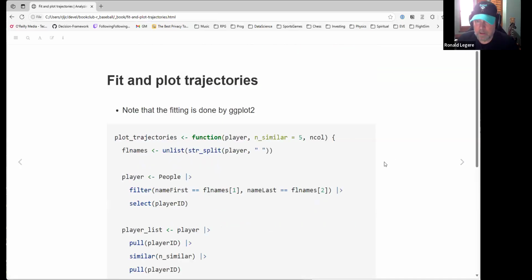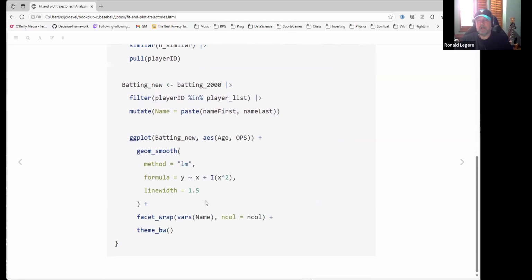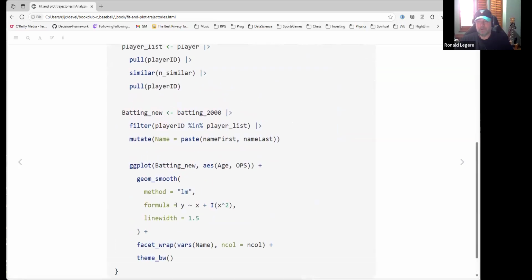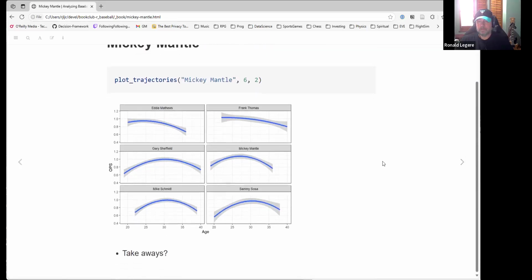Okay, so now he's going to plot all these trajectories: take a player, take 5 similar players using our function for the similarity thing, right? And then we're going to just plot their trajectories. We're actually using a different formula this time for whatever reason, but we're going to use the geom_smooth from ggplot to do the fitting for graphical purposes. And these are those 6 similar players. There's Sammy Sosa. Actually, I guess there's Mickey Mantle.